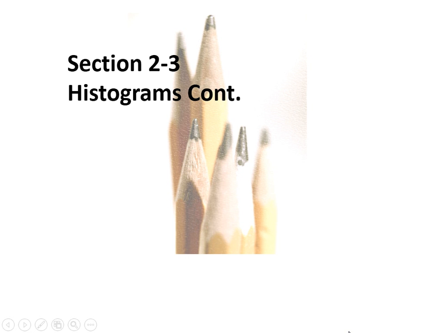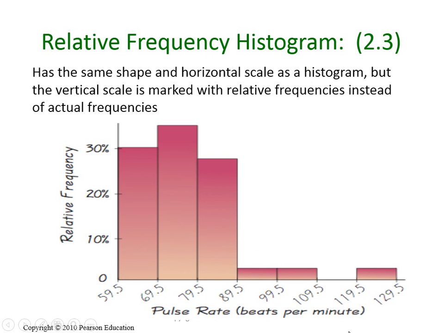Well, instead of just doing a histogram, we can also talk about a relative frequency histogram. The relative frequency histogram has the same shape and horizontal scale as a histogram, but the vertical scale is marked with relative frequencies instead of the actual frequencies. So we talked about the relative frequency distribution. Now we're just talking about that relative frequency histogram.